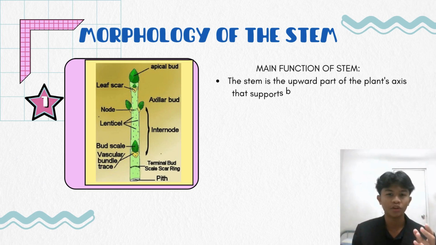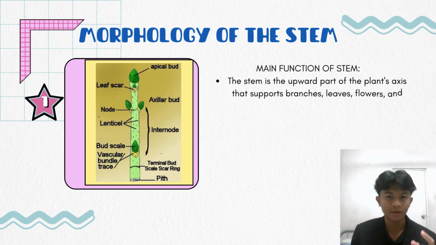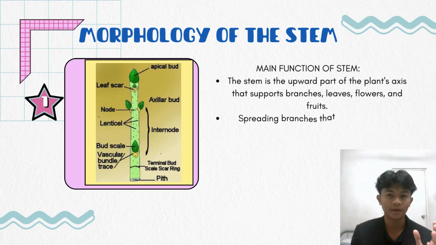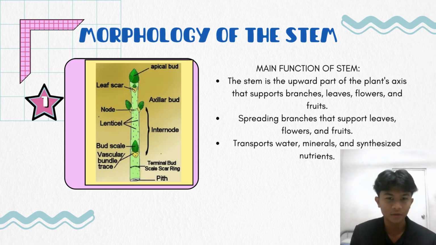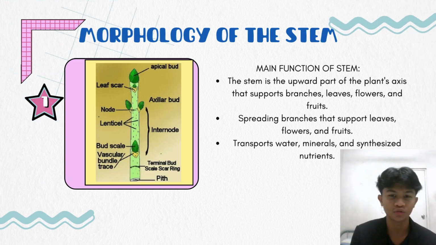I will be presenting about the morphology of the stem. There are main functions of the stem. First, the stem is the upward part of the plant axis that supports branches, leaves, flowers and fruits. After that, it spreads branches that support leaves, flowers and fruits. It also transports water and minerals and synthesizes nutrients.